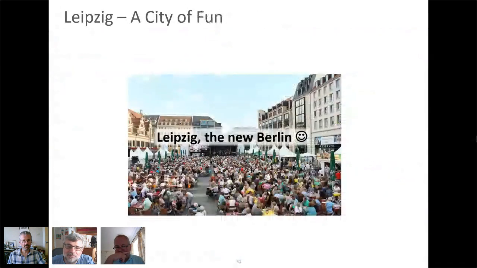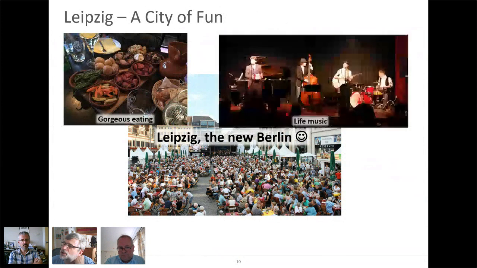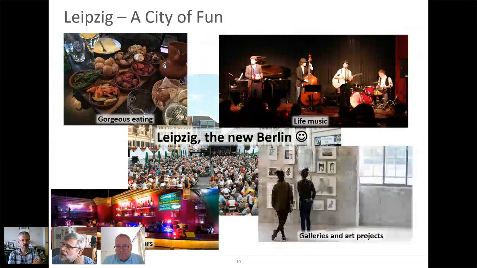Okay, and of course, if you have a conference, people are interested in what kind of fun you can have, and there has been a saying that Leipzig is the new Berlin, meaning you have a bustling life of cultural people, of musicians, of artists, lots of restaurants and places to go. And this is also quite well developed in Leipzig, actually. People are flocking to Leipzig, and we have this rich life there. Gorgeous eating, live music everywhere, funky bars, also more serious things like art and galleries, and so on.